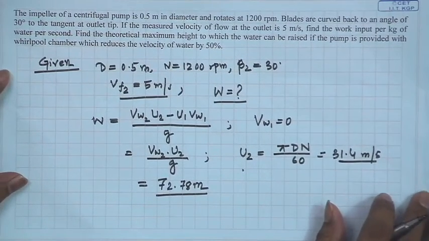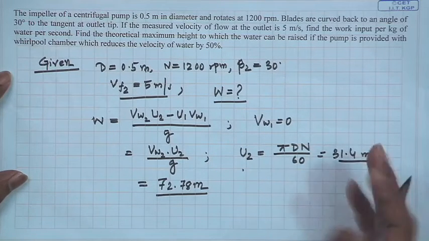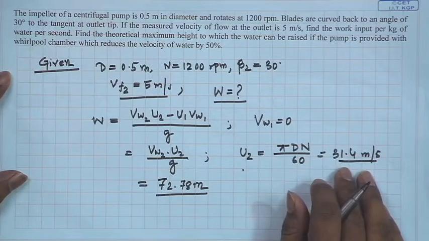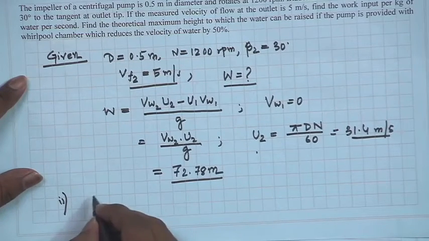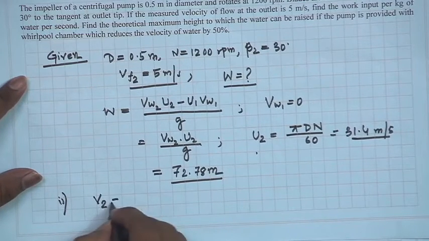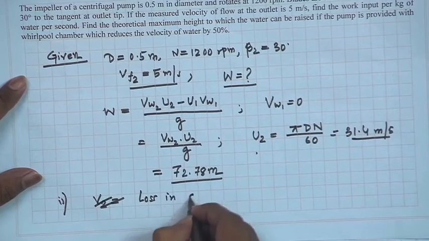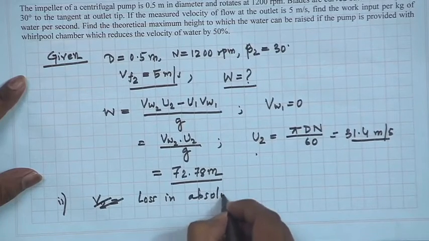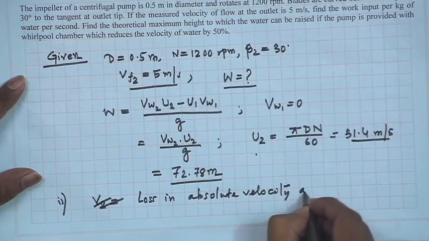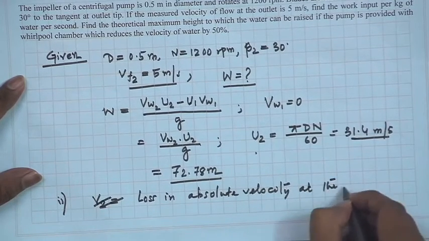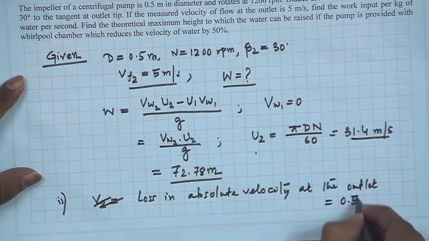Next, we are required to find the maximum height to which the water can be raised if the pump is provided with a whirlpool chamber which reduces the outlet absolute velocity by 50%. That is, for the second part, we have said that the outlet velocity is reduced by 50%. So, actually the loss in absolute velocity at the outlet is 0.5 into V2.